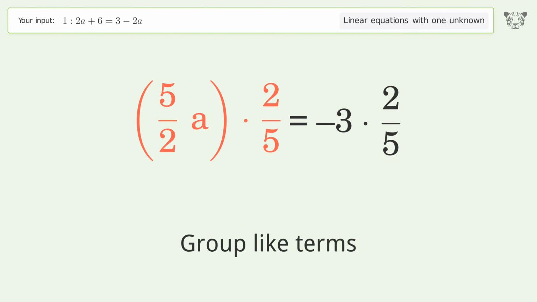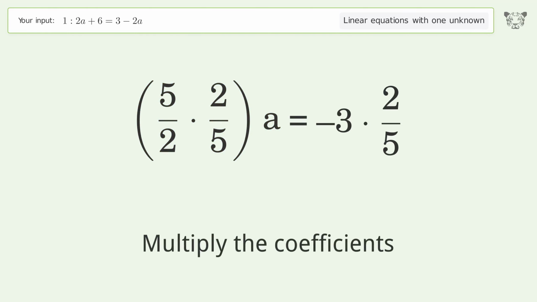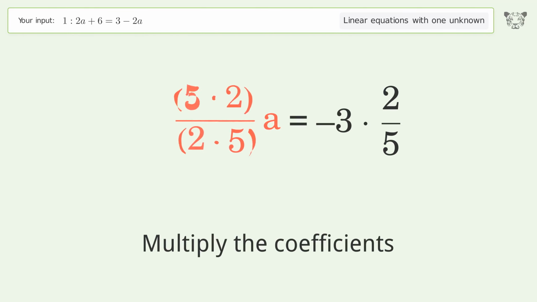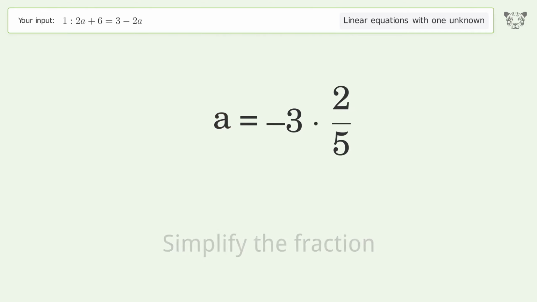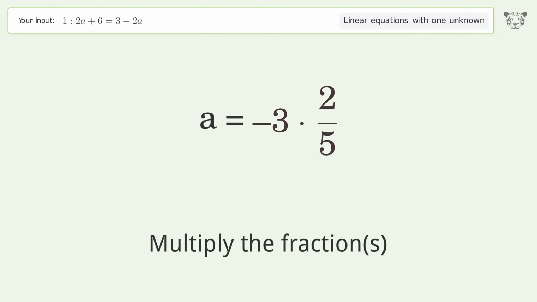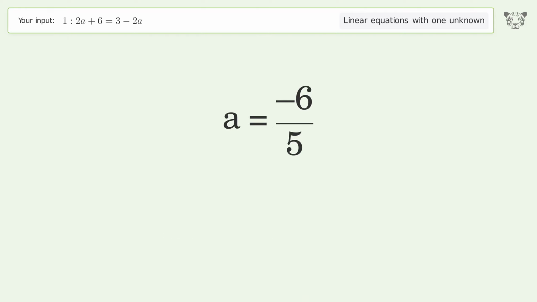Group like terms. Multiply the coefficients. Simplify the fraction. Multiply the fractions. Simplify the arithmetic. And so the final result is a equals -6/5.